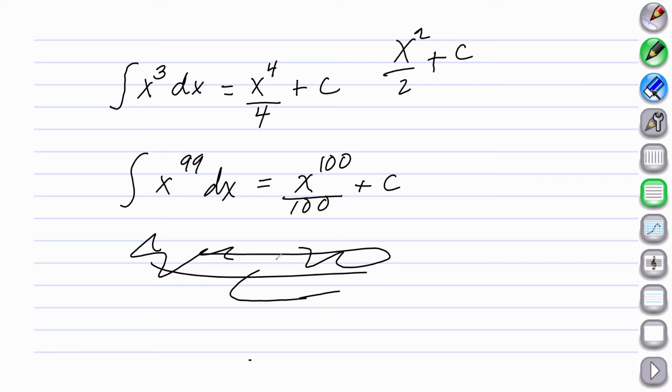Mr. Mitchell, I have a question. Yes. So how do you know when to add C? Do you just guess? You always add C. Always add C? Always add C. We're going to do another type. This is called an indefinite integral. Okay, indefinite integral is what you're working on. Indefinite. So we always add C. That was a good question.